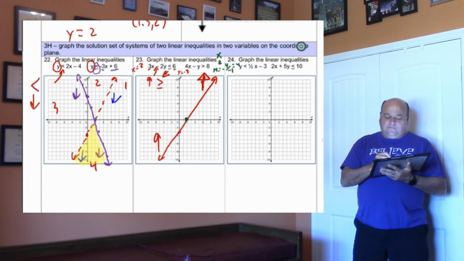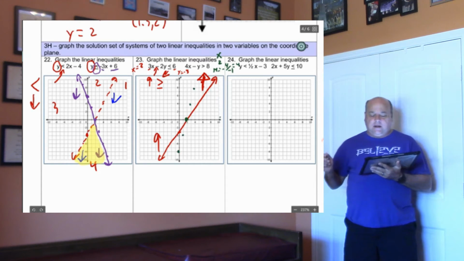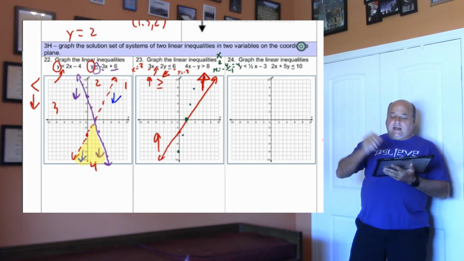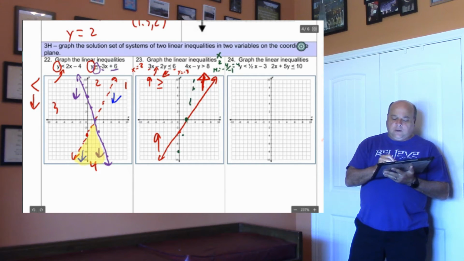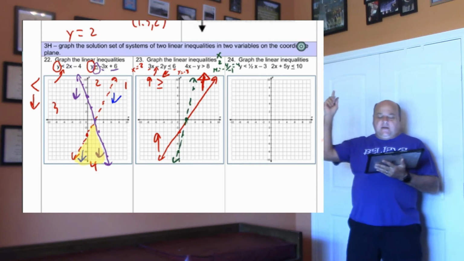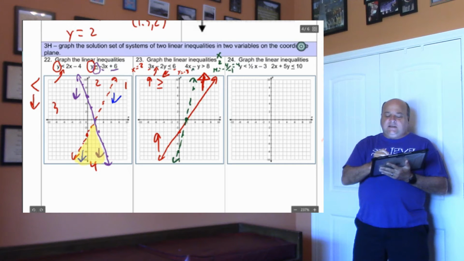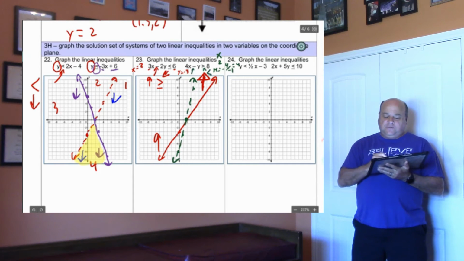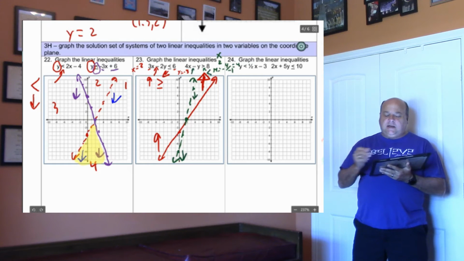So I'm going to go up 4 over 1, up 4 over 1, and then down 4 over 1. So this is the second line right here, okay? And it's going to be a dashed line. So I'm going to draw a dashed line. Now then, I'm going to shade this. The y is negative, so this is also going to flip to less than. So this line will also be shaded down.